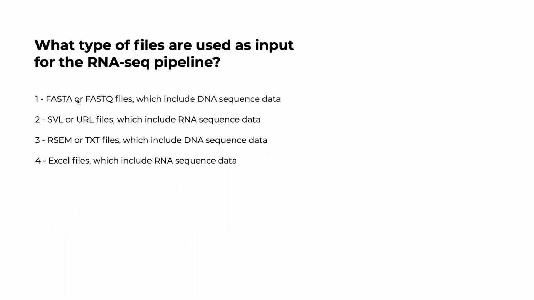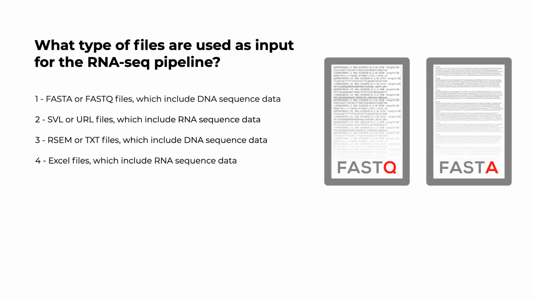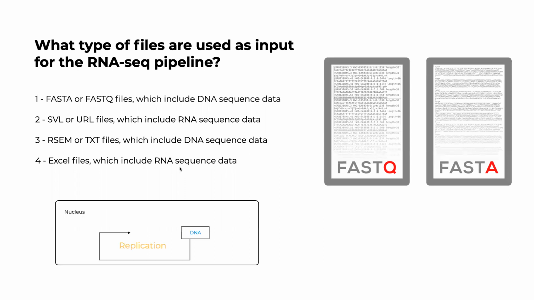Okay, so the correct answer is number one. Why? Well, because when we are sequencing the data, we are converting the data to cDNA. And so you can see here it says FASTA or FASTQ files, which include DNA sequence data. And that's the problem with number two. We did use an SVL, or we can use URL files, but it will always include DNA sequence data. Never will you have actual RNA sequence data because it is converted to cDNA. And obviously these other ones, I don't believe anybody mentioned those. So great, you guys understand.